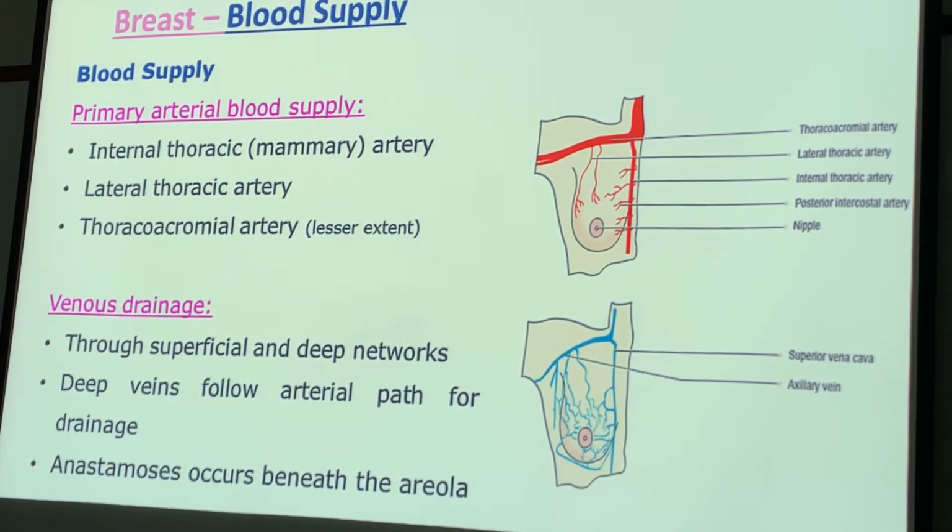You have other arteries that supply the breast with blood as well, but these are the major ones. Okay? And according to your text, I don't want to keep adding because I did see some other ones. So the venous drainage, guys, because you know veins drain blood from organs to take it back to the heart, right? So they're going to be through the superficial and deep networks.